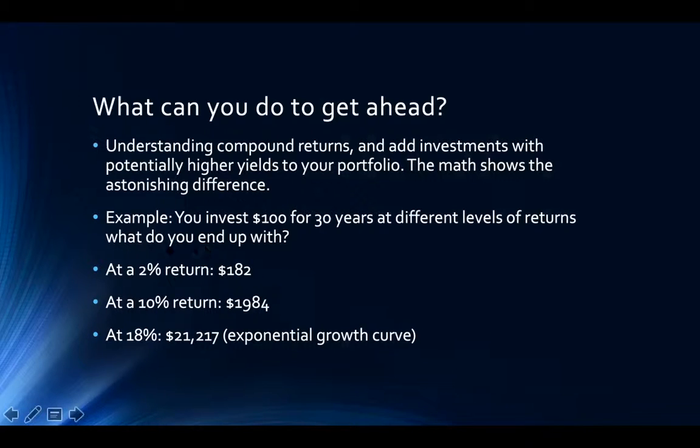After 30 years, your $100 at 2% would have grown to $182. At a 10% return over 30 years, $1,984. At 18%, $21,217. This is why investments with a slightly higher risk are worth considering. If you were to plot this, it would be known as an exponential growth curve. All my math people understand this would not trend in a straight line. You would see this 18% will clearly outperform these other two forms of investing.